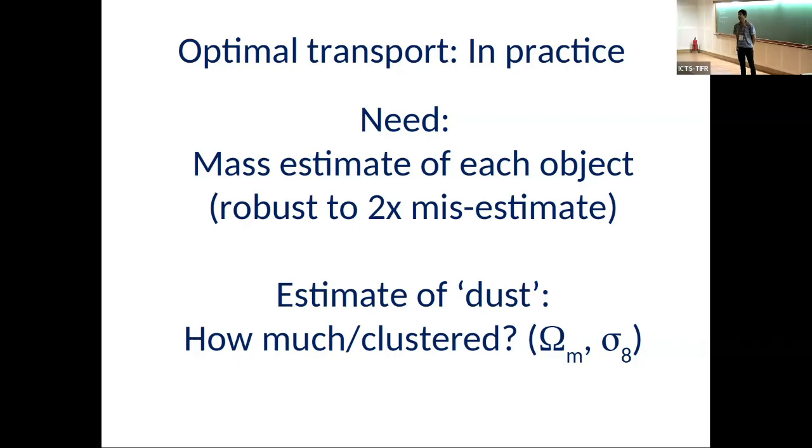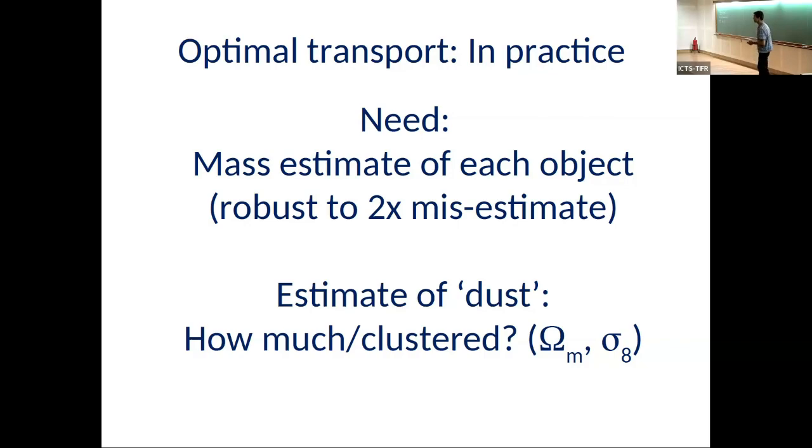So there are two things you need to assume. You need to know how much stuff you're missing, and so you've effectively made an assumption about omega matter. And then you need to decide if the stuff that's missing is clustered or not. If you're going to say it's clustered, you've effectively made an assumption about sigma 8. Okay? So you're not as cosmology free as you'd have liked. And so I'm going to go through a couple of slides on how cosmology dependent we really are in this method.